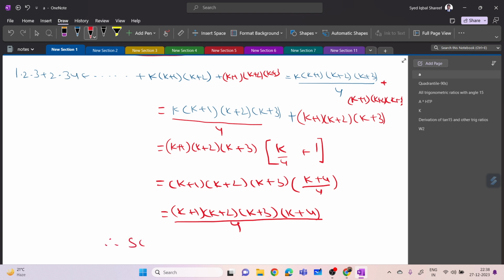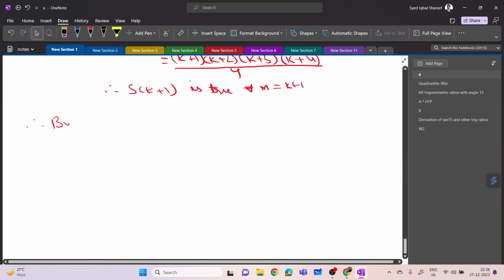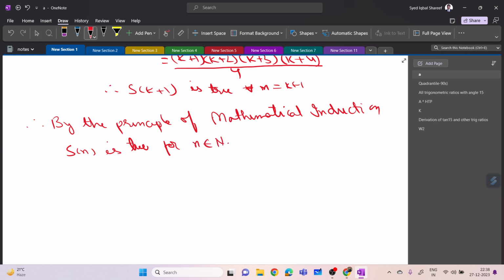So therefore S of k plus 1 is true for n equal to k plus 1. Therefore, by the principle of mathematical induction, S of n is true for all values of n belonging to natural numbers. That's it. Next, one more problem of a different type.